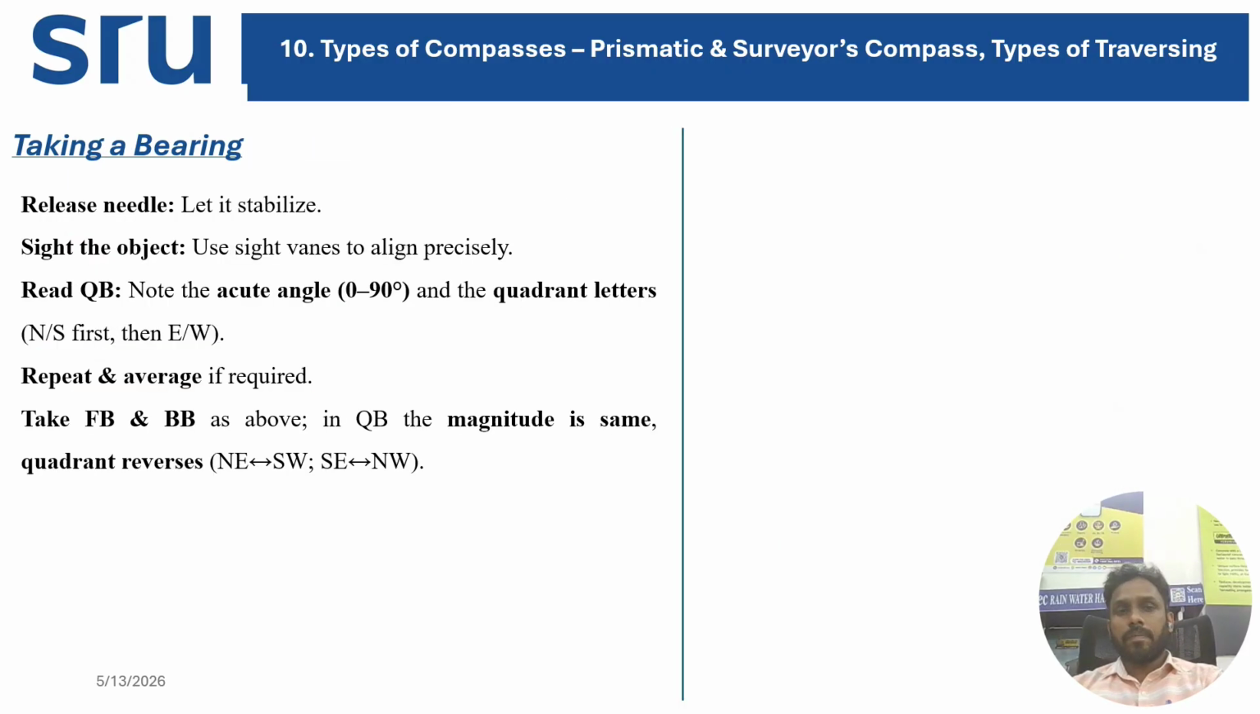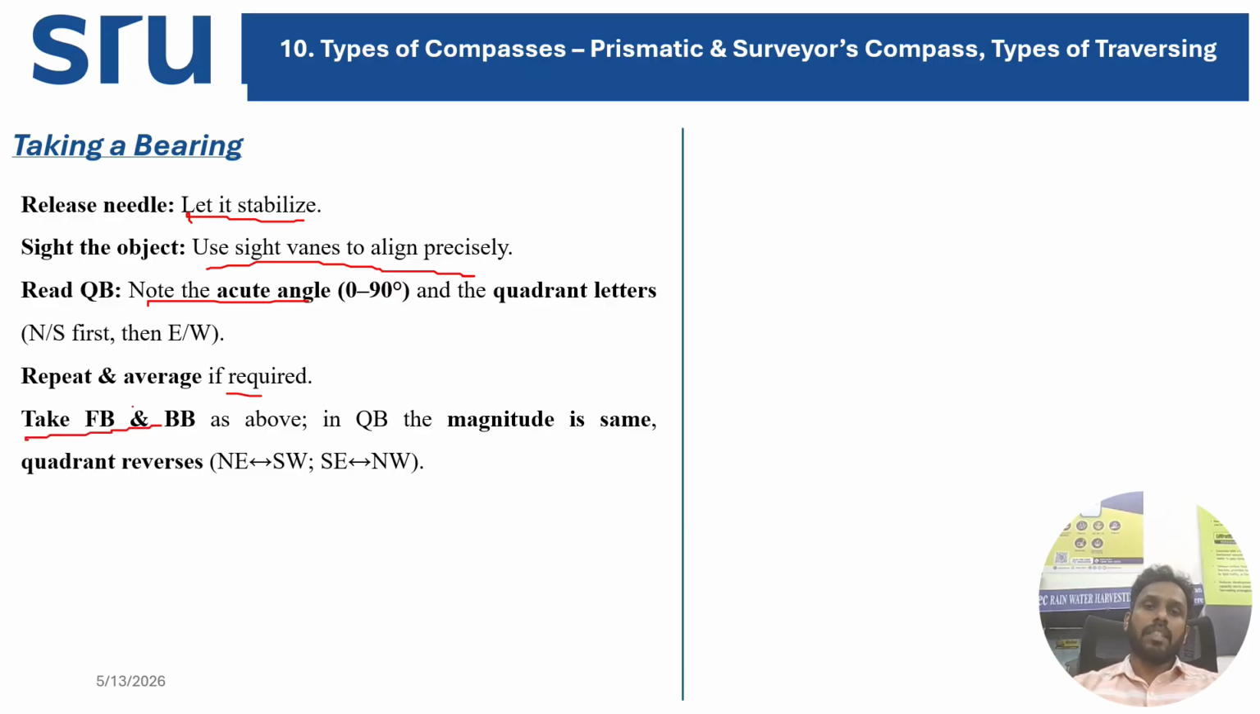Then taking a bearing is similar to the previous one. You have to release the needle and let it stabilize. The needle will rotate and wobble, and once it stabilizes, use the sight line to align precisely towards your object. Then note the acute angle, 0 to 90 degrees, and the quadrant letters, north or south first and then east or west. Repeat everything and take the average. Similarly, you have to take the forward bearing and the back bearing at the same time.